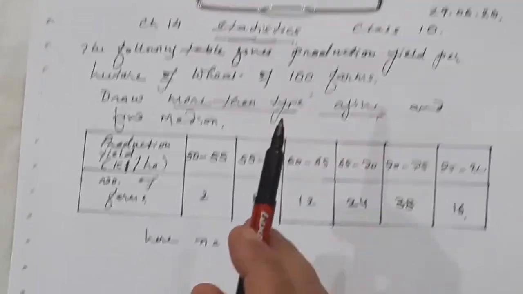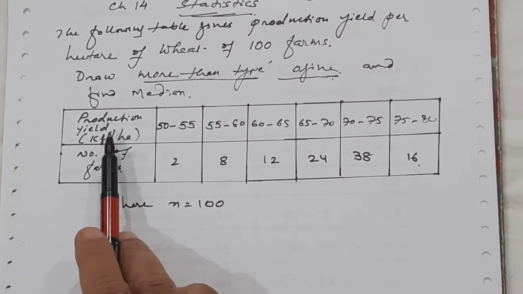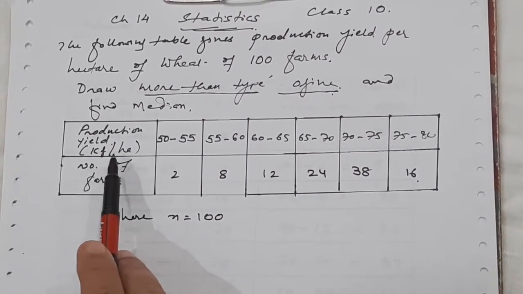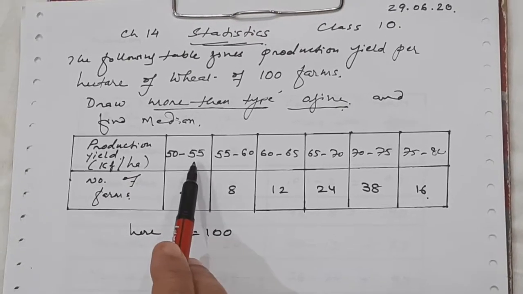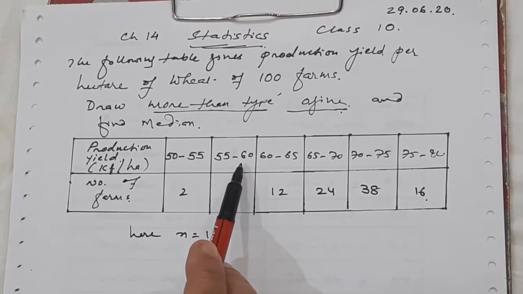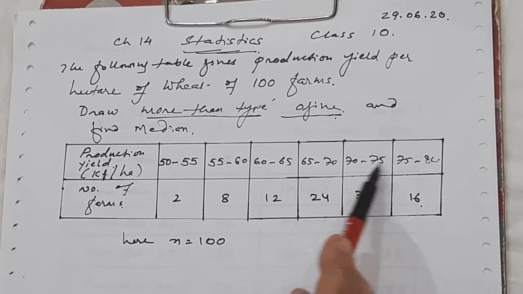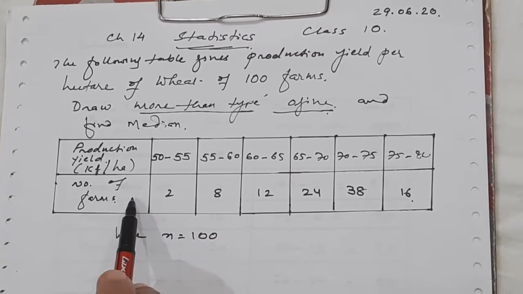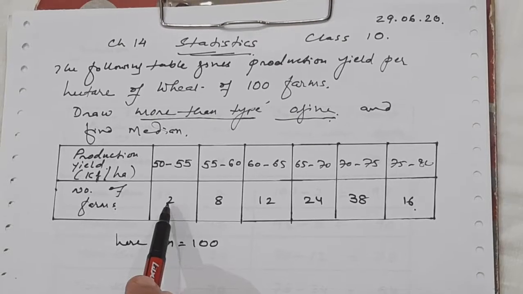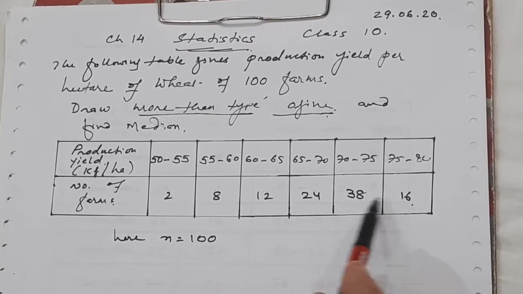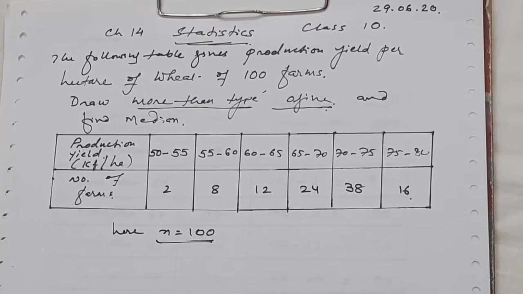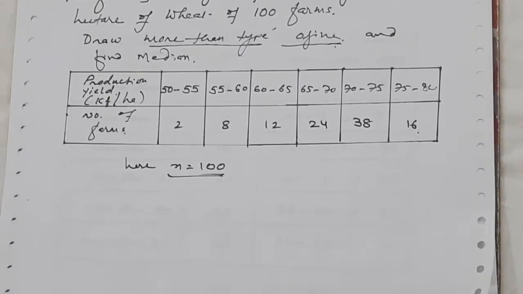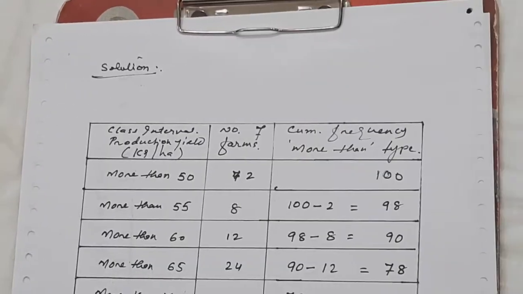The question is the production yield. It is in kilogram per hectare: 50 to 55, 55 to 60, 60 to 65 and so on. And this is the number of farms: 2, 8, 12, 24, 38, 16. So here n is equal to 100, right? So this is the question.